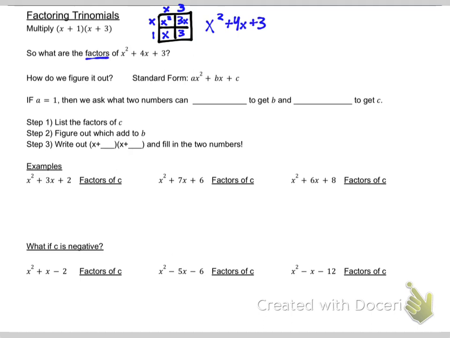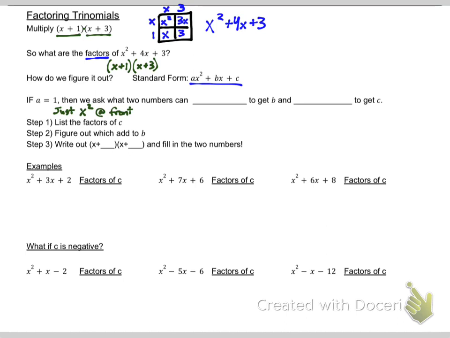So if I asked what are the factors of x squared plus 4x plus 3, well, you know that x plus 1 times x plus 3 multiplies to get x squared plus 4x plus 3. So those are the factors. That's great if I tell you what the answer is, but how do we figure that out? Well, this is standard form here, ax squared plus bx plus c. When a is 1, that means we just start with x squared at the front. The rest of this worksheet, we're just going to be dealing with a as being 1.